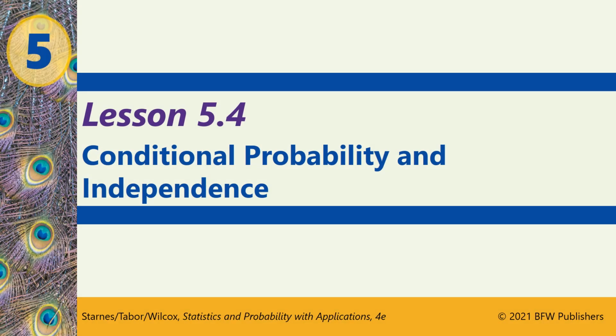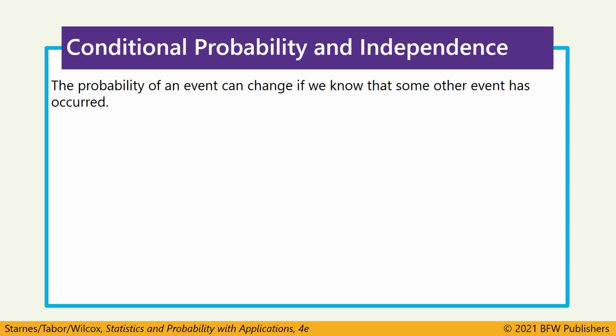5.4, conditional probability and independence. A conditional probability is a probability that changes based on the occurrence of some past event.